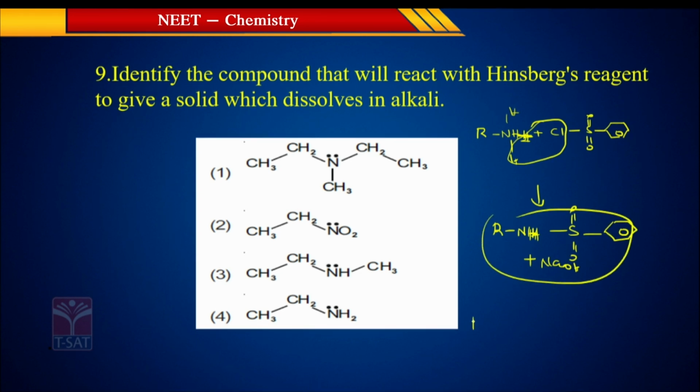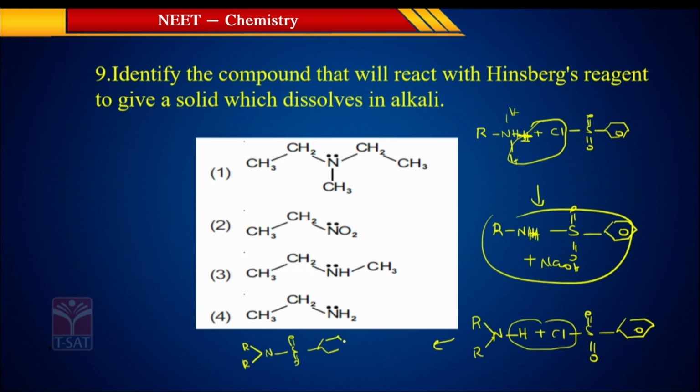But a secondary amine has nitrogen with one hydrogen. It reacts with benzene sulfonyl chloride; Hinsberg reagent is benzene sulfonyl chloride. The product you will get is R2N-S double bond O-benzene. So you do not have NH here, and it will not react with NaOH alkali. The amine that will react with Hinsberg reagent and dissolve in alkali is a primary amine. You search for the primary amine here.